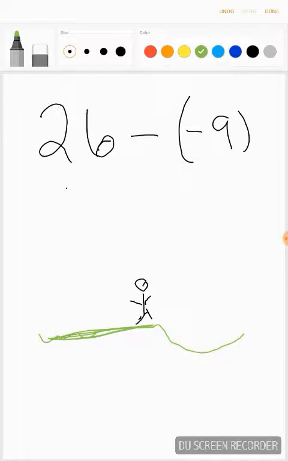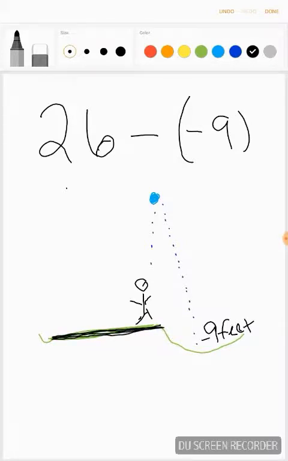All right? And May throws a ball, and it's going to go up 26 feet. So it goes up, and then from there, it comes down. So if it went up 26 feet, and then it went down farther from where it was, another 9 feet. That 9 feet is now a negative because it's below ground level. So ground level, sea level, all that will be our 0.